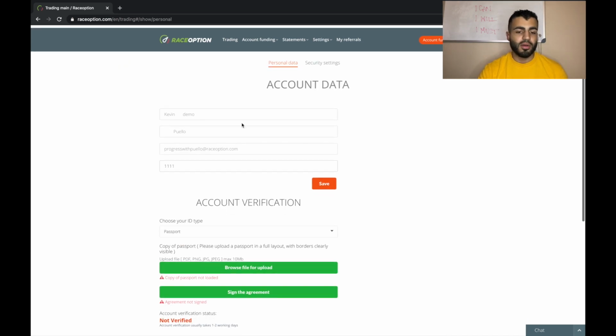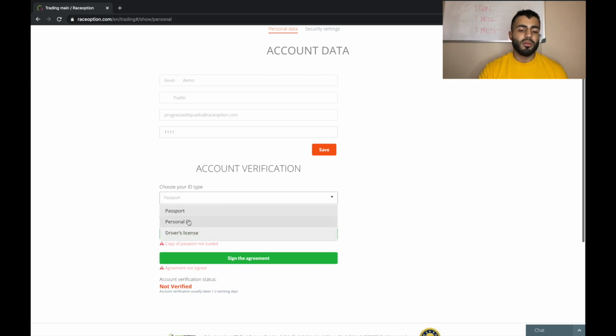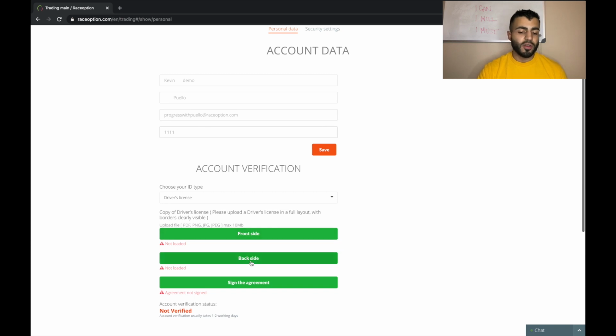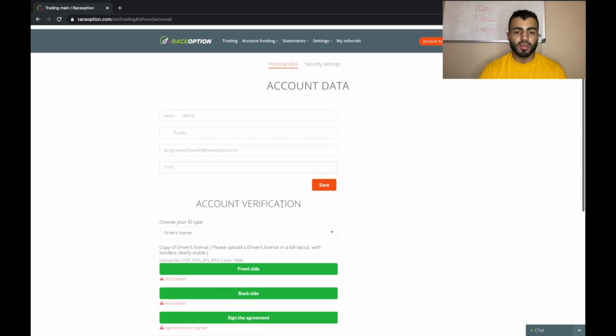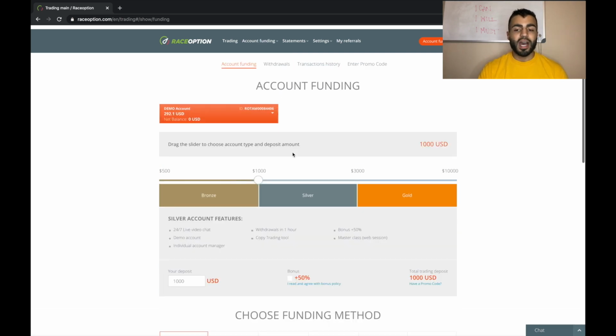So this is a demo account. As you can see, it says Kevin Demo. But what you want to do is go in here and verify your information. Put your personal ID or a driver's license, send in a picture, the front, the back, and then sign it as well as you can. I would tell you guys to do this on your phone. You can actually sign into RaceOption on your phone, take a picture of your ID, and upload this information. It takes about 2 to 3 hours to get verified, but once you're verified, you can then step into the account funding option where you can fund your account with Bitcoin, okay?